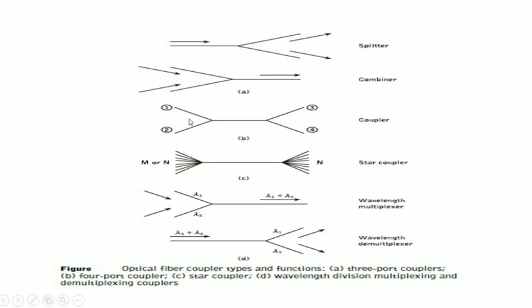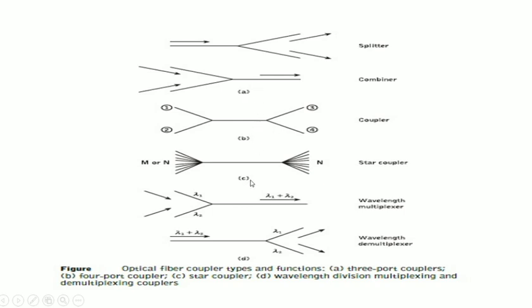Coming to diagram B, it is the same thing but used for 4 ports: port 1, port 2, port 3, port 4. This will be a combiner, this a splitter, this one distributing. So 3-port and 4-port couplers are used for signal splitting, combining and distributing. These are the first 2 types.